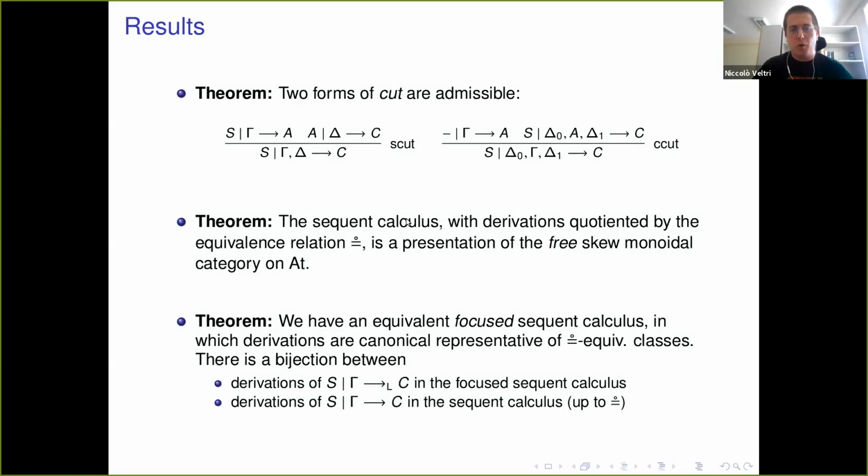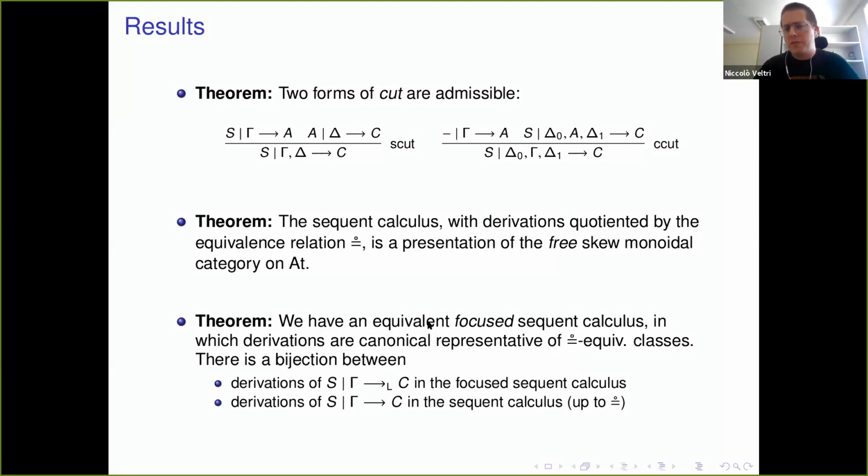And moreover, one can prove that the sequent calculus that I've shown you, when now the derivations are quotiented by this equivalence of derivations, is a presentation of the free skew monoidal category on the set AT of atomic formulae. And clearly, this cut rule is used for modeling the composition. It's the composition of this category. And we have also another result.